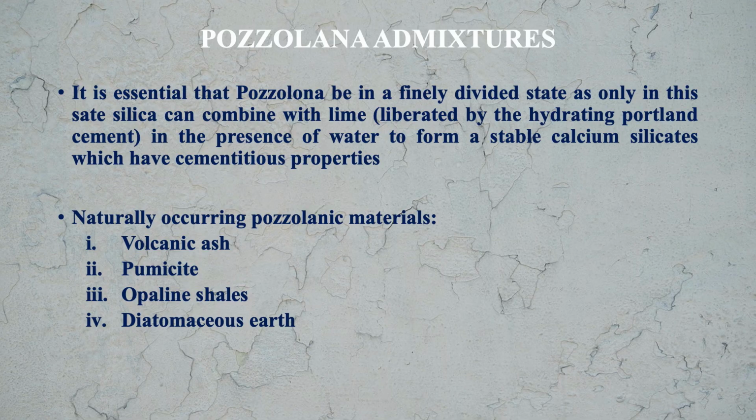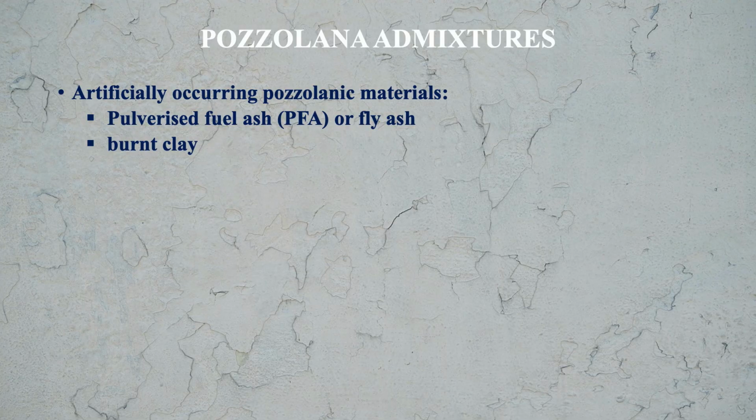Now let us see some of the naturally occurring pozzolanic materials. These materials are volcanic ash, pumicite, opaline shales, diatomaceous earth. Then let us see now artificially occurring pozzolanic materials. Artificially occurring pozzolanic materials are pulverized fuel ash, that is PFA, or fly ash as we generally call it. Also burnt clay can be used as pozzolanic material. So these two are the artificially occurring pozzolanic materials.